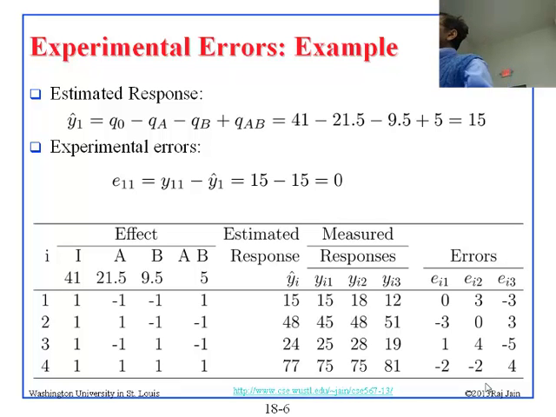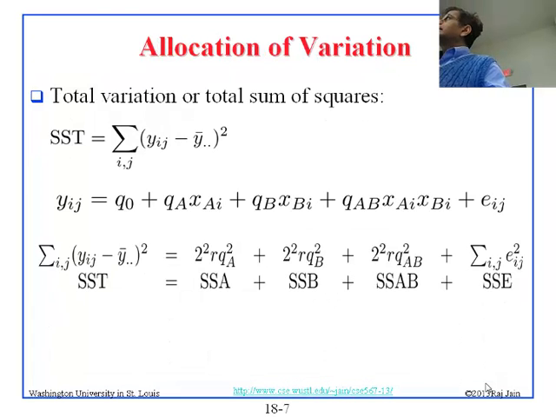Now, so we have these errors and we have sum of squared errors. Now we can divide into 5 parts. SST, the total sum of squares, is equal to SSA plus SSB plus SSAB plus SSE. So you can calculate this way, and then basically these terms, and then you can see what contributes how much. All right. Then we can do the percentage variation.